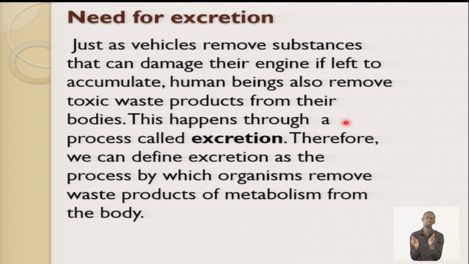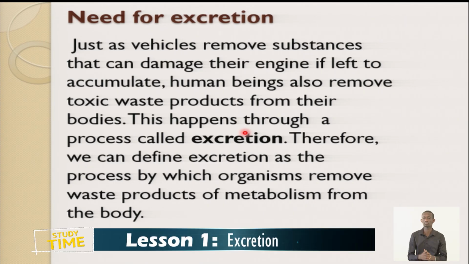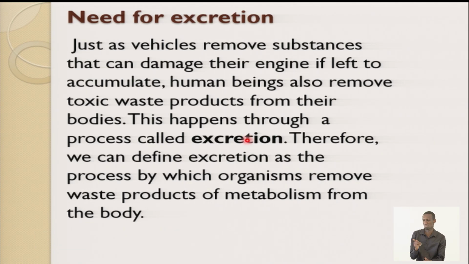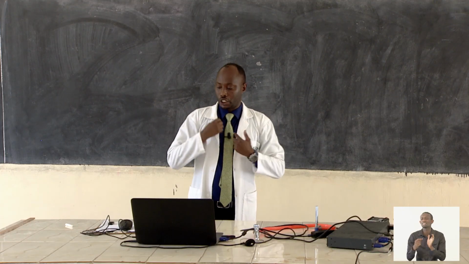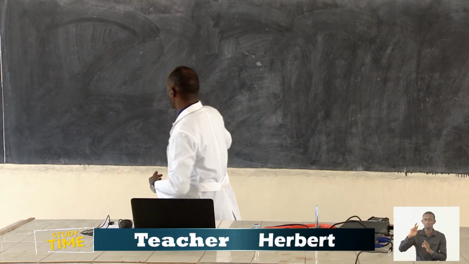And this happens through a process. This removing of waste products of metabolism from the body is referred to as excretion. So let's get a definition of excretion. Therefore, we can define excretion as the process by which an organism removes the waste products of metabolism from their body. So the removing of waste products of metabolism from our body is referred to as excretion. All right? We can take that definition.